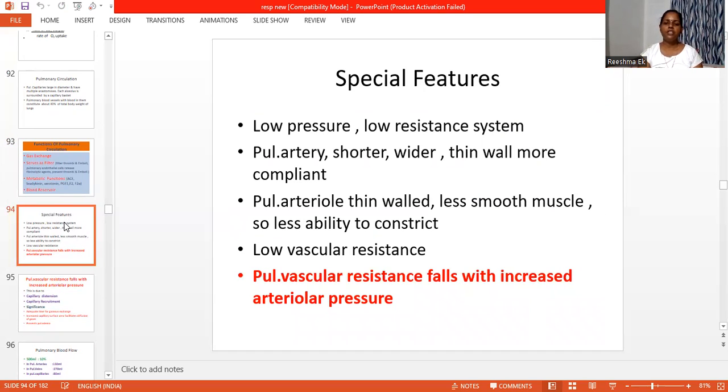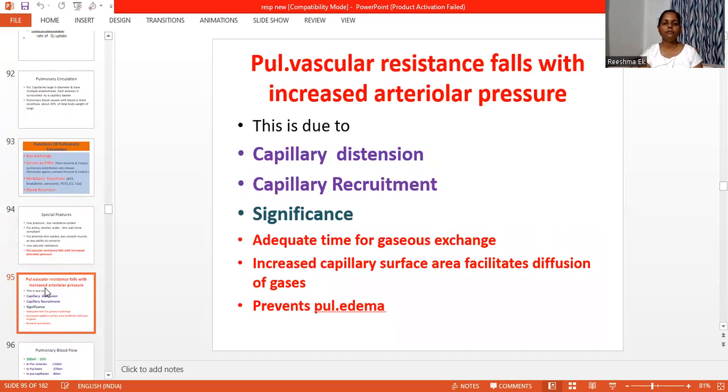Then the special features of pulmonary circulation: it is a low pressure, low resistance system. It consists of the pulmonary artery, which is shorter, wider, thin walled and more compliant. Then the pulmonary arteriole is thin walled, with less smooth muscle present, so less ability to constrict. Low vascular resistance. Pulmonary vascular resistance falls with increased arterial pressure.